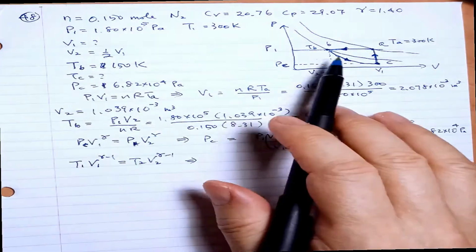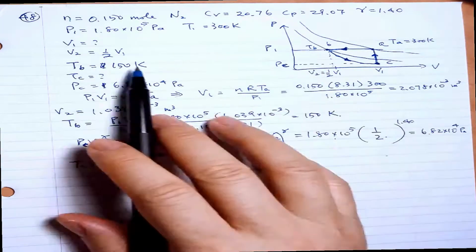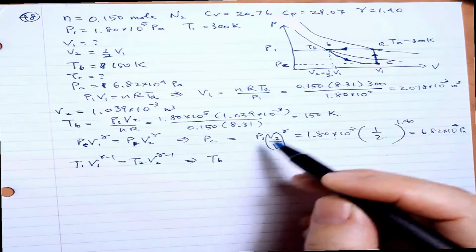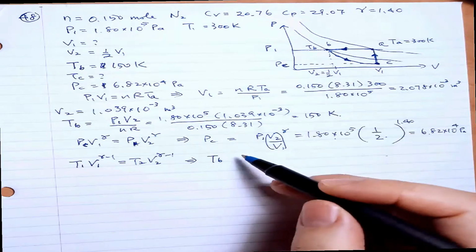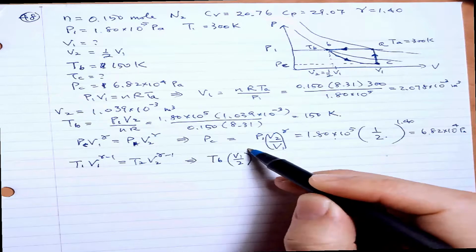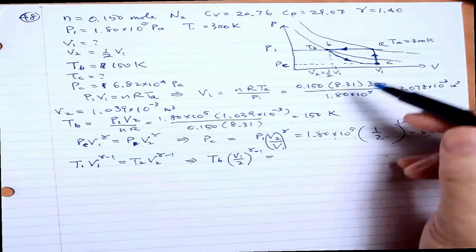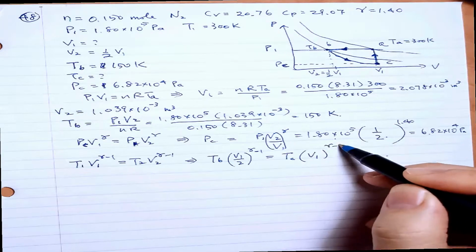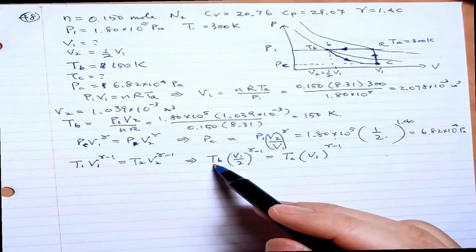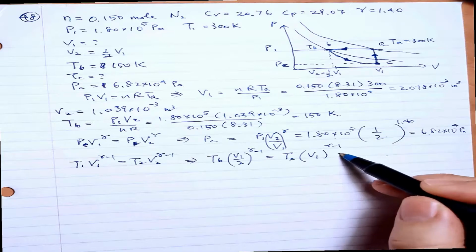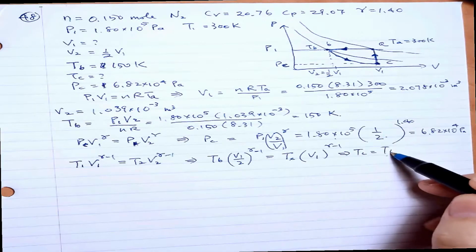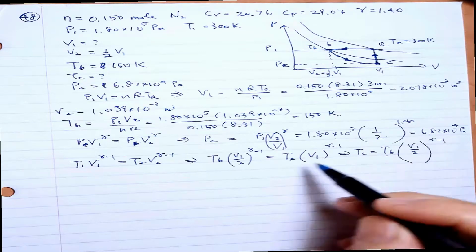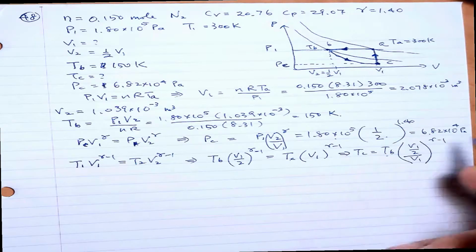If I know T1 already, which is TB, if I write this properly, at this location is TB, the volume is actually V2, which is half of V1, to the gamma minus 1 is equal to this point, which is TC, we don't know, times V1 to the gamma minus 1. So we need to know what TC is. So TC therefore equals TB, and then V1 over 2, all to the gamma minus 1, divided by V1 to the gamma minus 1.